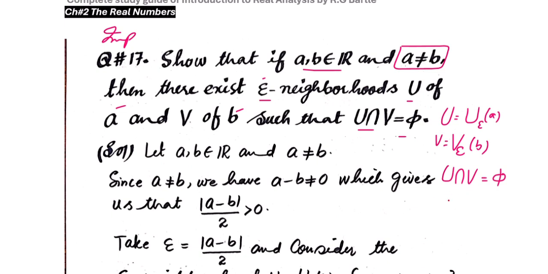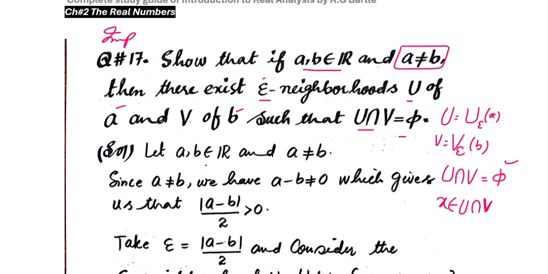To prove this question, I will use contradiction. I will suppose their intersection is non-empty. It means there is some real number x that belongs to their intersection, and at the end I will show that our supposition is wrong. And further, I will also show that this intersection is not always empty. There is some epsilon for which their intersection is non-empty.